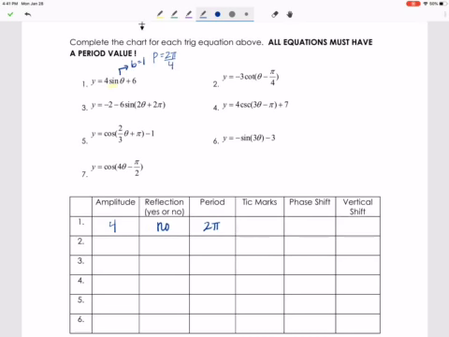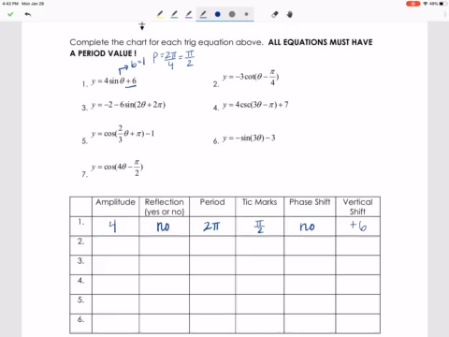I would divide that by 4 to get the new tick marks, which is pi over 2, which again is no different than before. We only have a phase shift if we have a set of parentheses, a group with the theta. In this case, we do not have one, so there is no phase shift. And then vertical shift, yes, we have one of those, moving up 6.